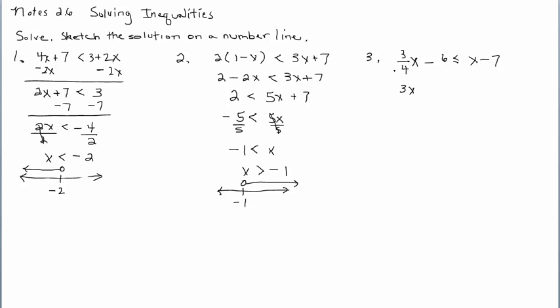So in doing so, multiplying by 4 would cancel this 4, but 6 gets multiplied by 4, etc.